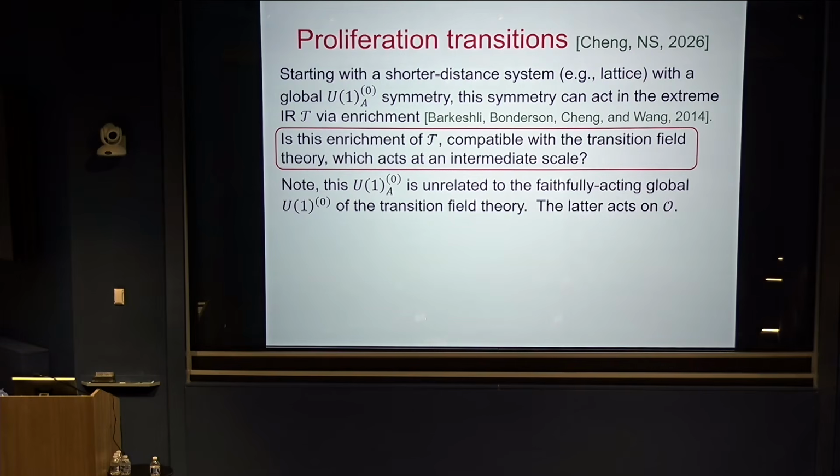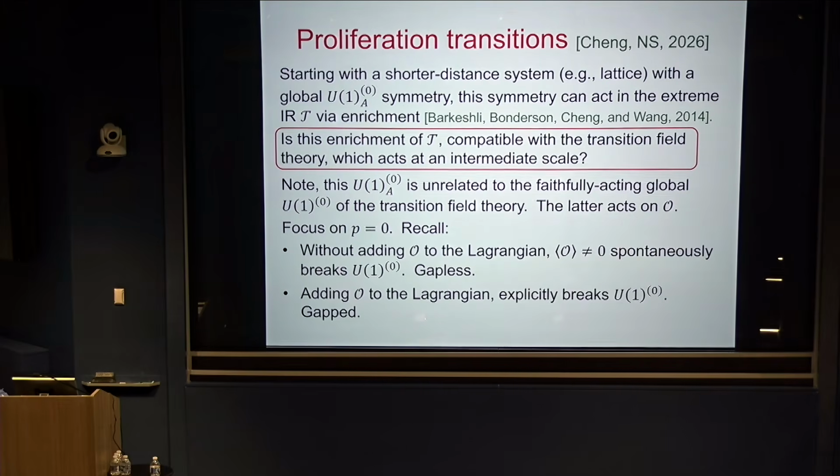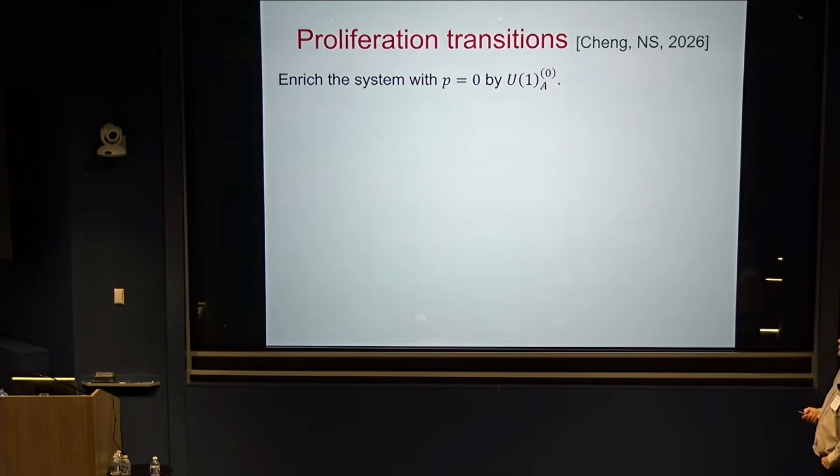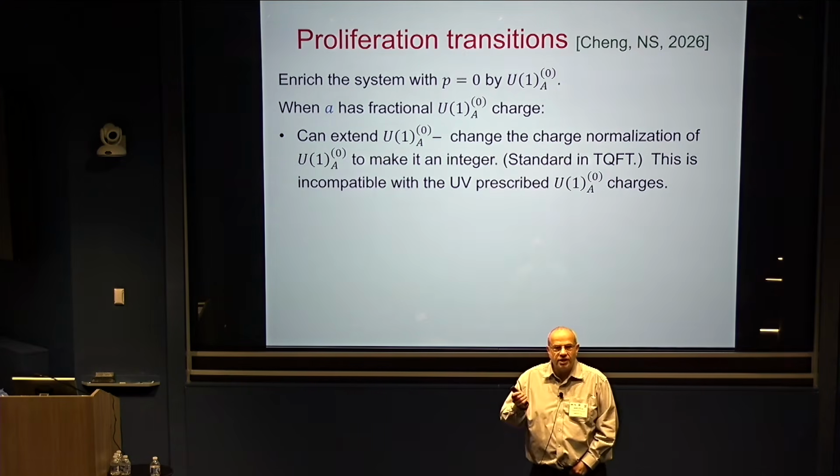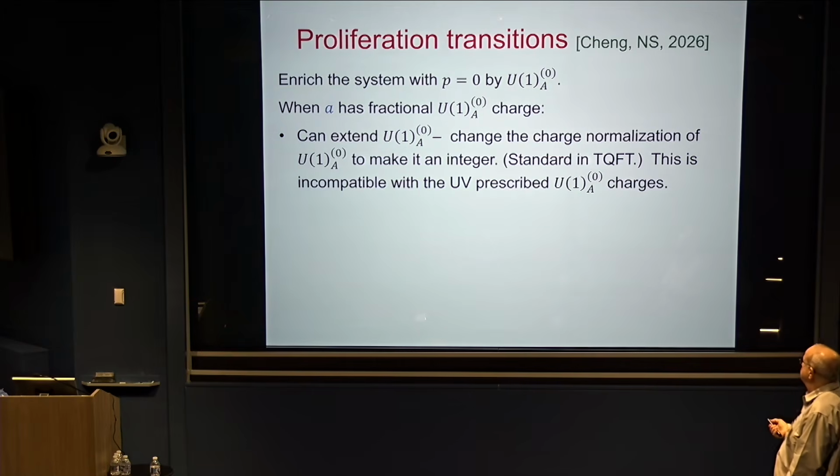The symmetry should not be confused with the other zero-form symmetry I talked about earlier. And let us focus on this interesting case of P equals 0, where the transition performs the gauging. So without adding O, we had spontaneous breaking of the U1 symmetry, and we had a gapless phase. If we add O to the Lagrangian, we have explicit breaking. So if the U1 symmetry that we had at the beginning acts on this O, this is quite interesting, and it's different than what the TQFT answer is. Because if I enrich the system with U1_A, the answer is that whenever the anyon A has fractional charge under this enriching symmetry, then the TQFT answer is that one should extend this symmetry. I don't have time to get into a lot of details. And so this is the standard answer in TQFT, but that might not be compatible with the charge normalization in the UV.